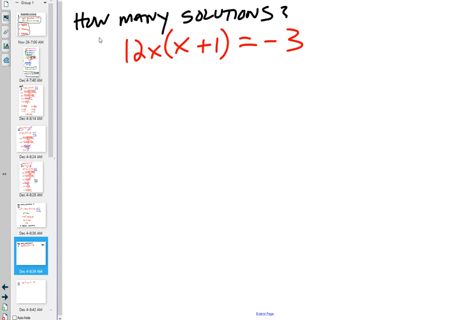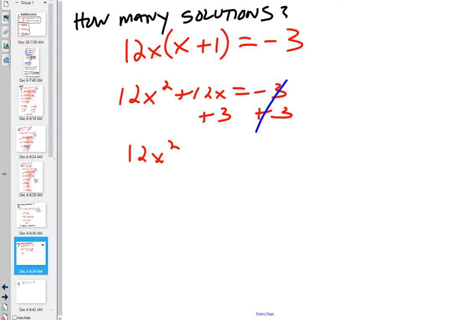I'm not solving here. Set the equation equal to 0. So mark the yes. In order to set the equation equal to 0, I want to distribute 12x squared plus 12x is equal to -3. One more step. Shelby, what's the next step to make it equal to 0? Yeah, add 3 to both sides. So I end up with 12x squared plus 12x plus 3 is equal to 0.